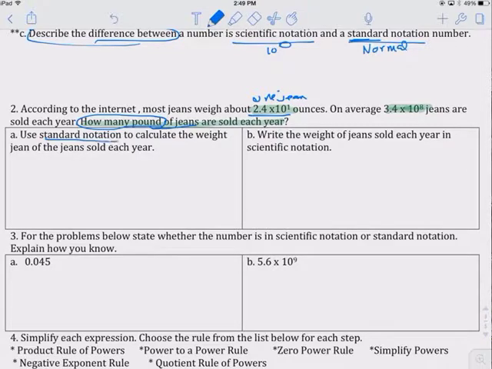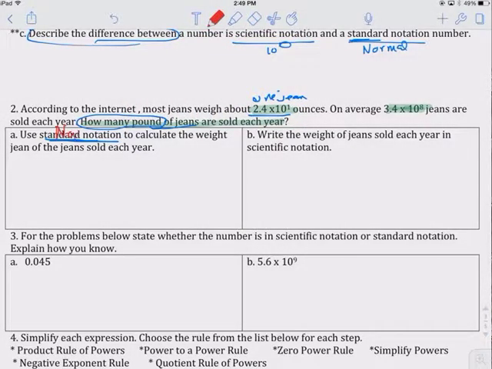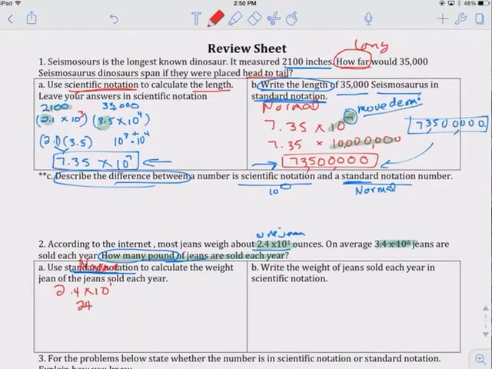Use standard notation. What's standard notation? Normal. So it's the opposite. They want you to change it to normal, right? To calculate the weight of each jean sold each year. So what's 2.4 as a normal number? What would you do to find out? 2.4 times 10 to the first. So what would you put on your calculator here? Xavier, what would you do? 2.4 times 10 and then 0. And what would you get? 24. Okay, now what did I do wrong on A and B?